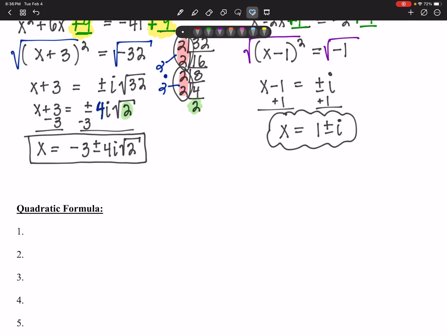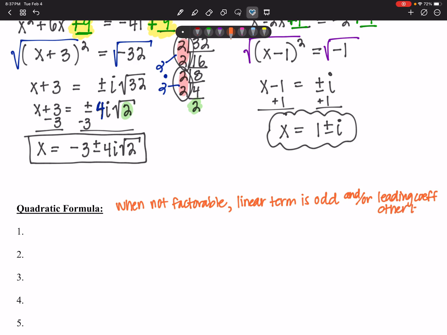Okay, when is it best to use the quadratic formula? It's best to use the quadratic formula when it's not factorable, the linear term is odd, and/or the leading coefficient is other than 1.